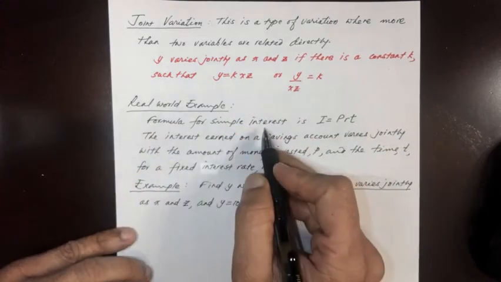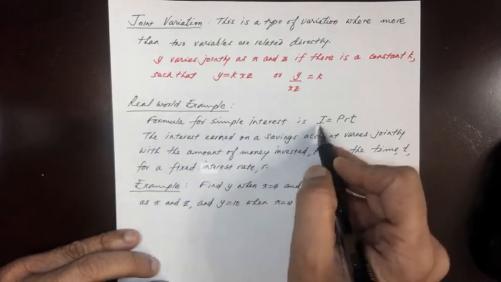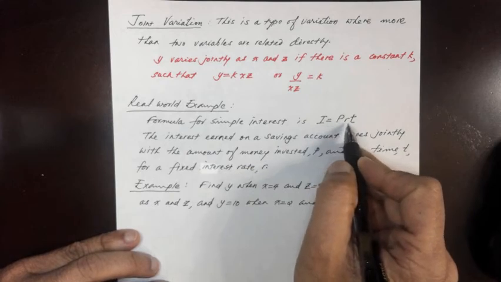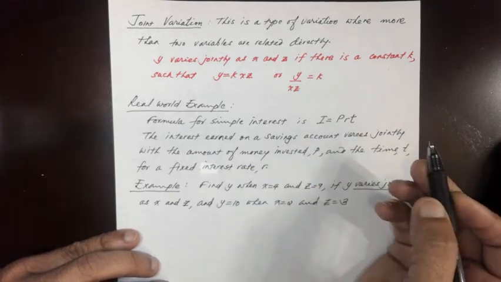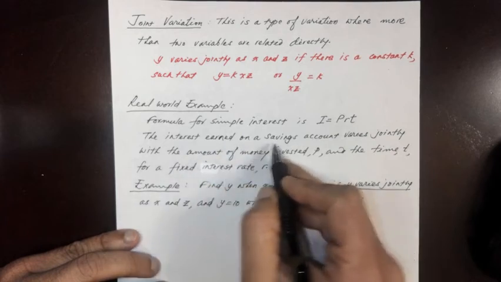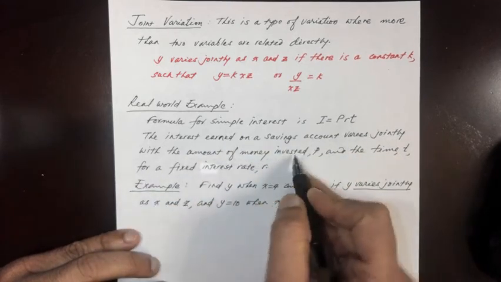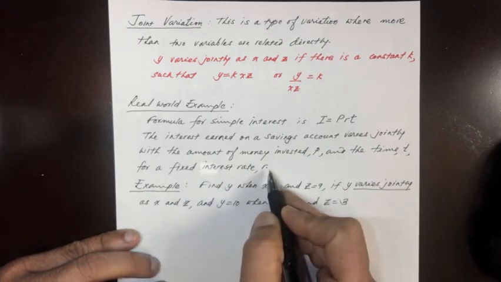Here's a real-world example. We know the formula for simple interest is I is equal to P times R times T, where P is the principal, R is the rate of interest, and T is the time period. The interest earned on a savings account varies jointly with the amount of money invested P and the time T for a fixed interest rate R.